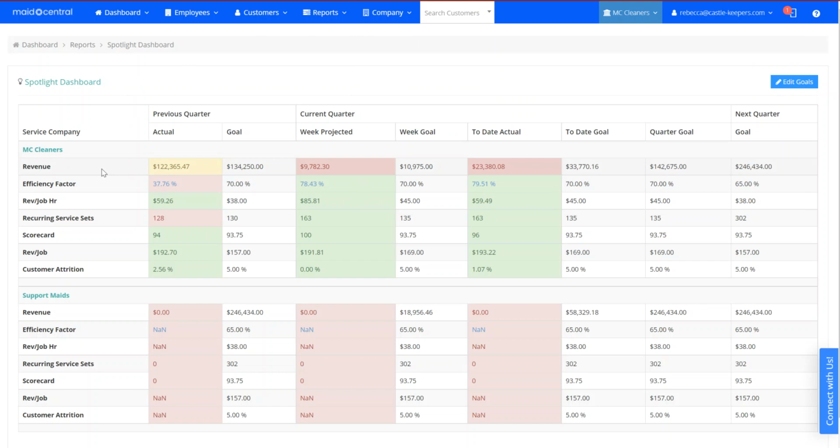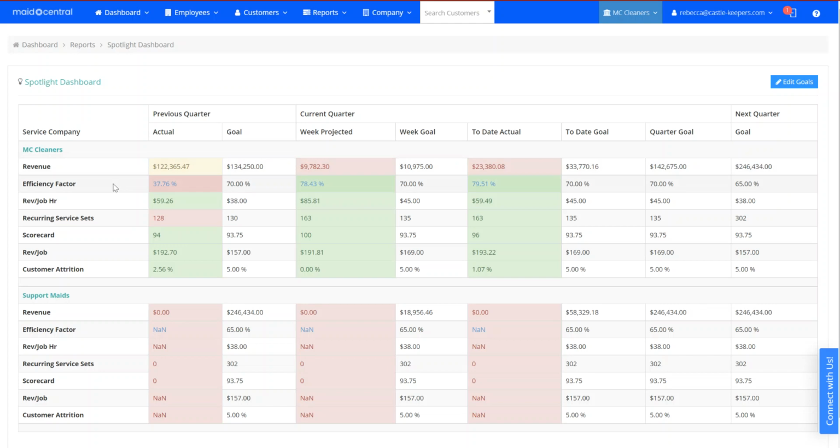So again, it starts off with revenue. So your revenue goal should be based off of a percentage that you would like to grow your revenue from the previous quarter. So just in looking at this, it lets me know the previous quarter revenues, actual, and the current goal. Same thing here with my efficiency factor.